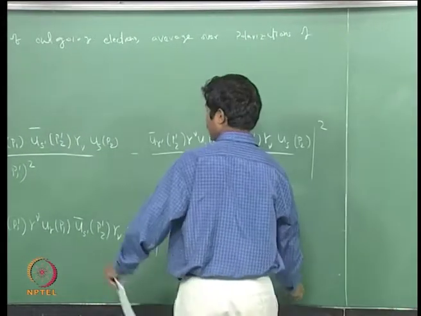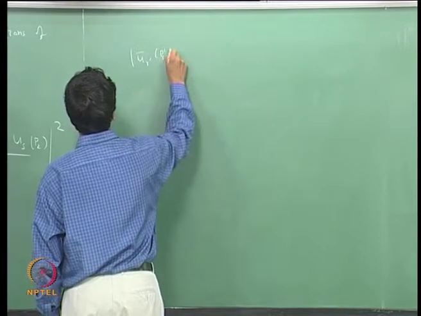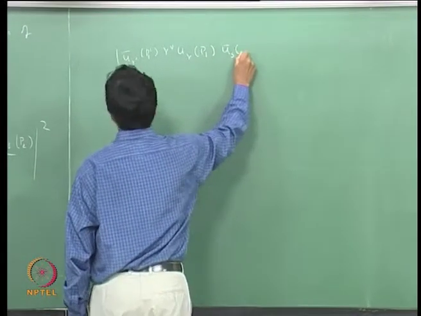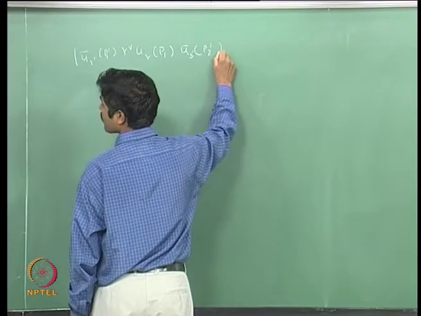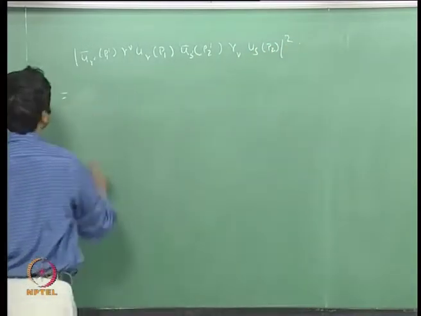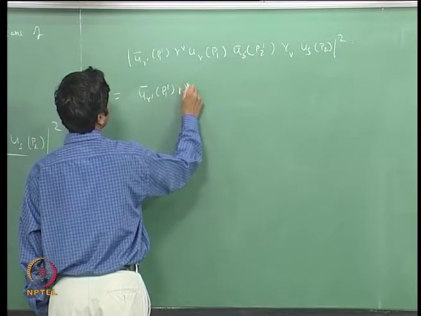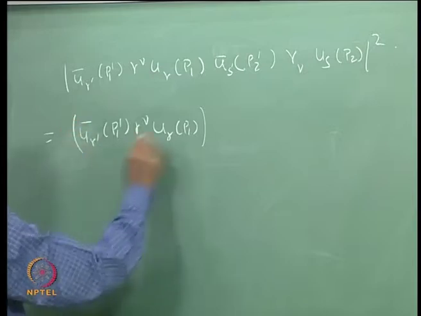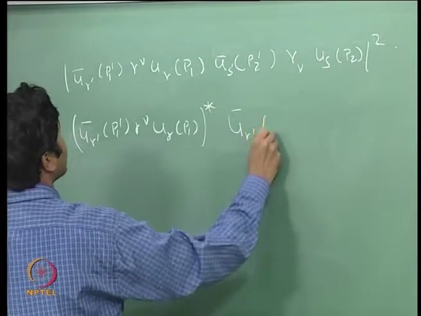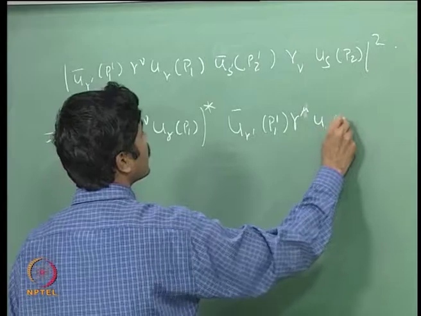Or what I am saying is, if you look at ū_r'(p1') γ^ν u_r(p1) ū_s(p2) γ^ν u_s(p2) mod square, by this what I mean is ū_r'(p1') γ^ν u_r(p1) conjugate, because this is a number, and then ū_r'(p1') γ^μ instead of γ^ν u_r(p1).